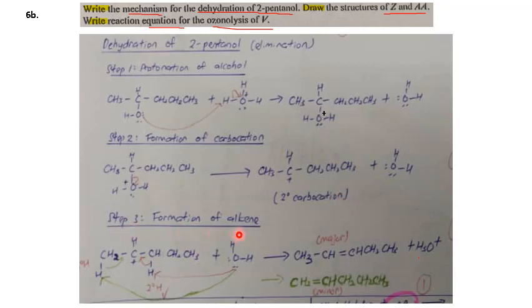Then step 3, formation of alkene. Now the C-H bond is broken and the hydrogen ion is eliminated from the secondary carbocation. So a new pi bond is formed between the two carbon atoms to form an alkene. The red one is the major product according to Saytzeff's rule. And the green one, I take the H from here and form the minor product. What does Saytzeff say? The carbon-carbon double bond with the greater number of alkyl groups. So this one has 2 alkyl groups, but in this case, only 1 alkyl group. So this is minor, this is major.